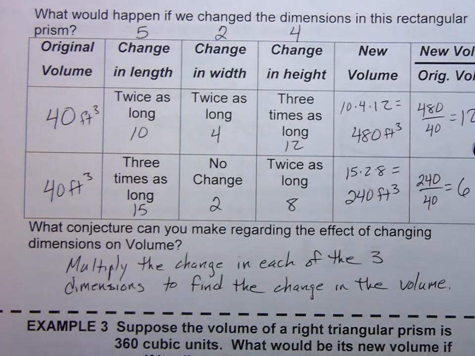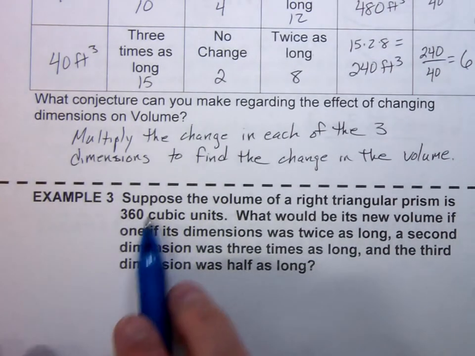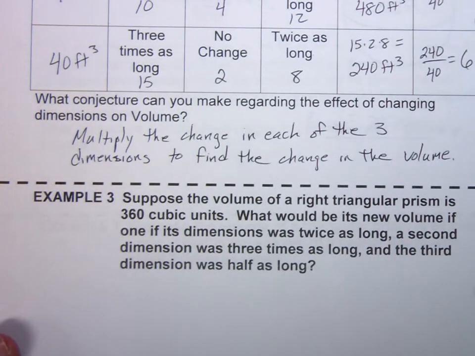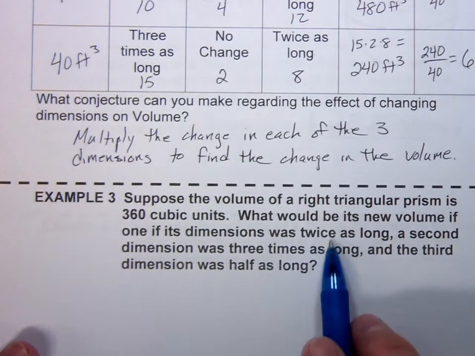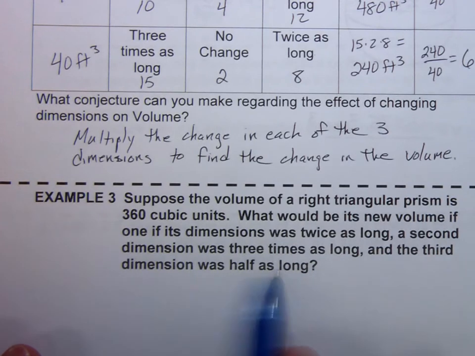So let's try an example using this concept. Now that we have this concept, suppose the volume of a right triangular prism is 360 cubic units. What would be its new volume if one of its dimensions was twice as long, the second dimension was 3 times as long, and the third dimension was half as long?